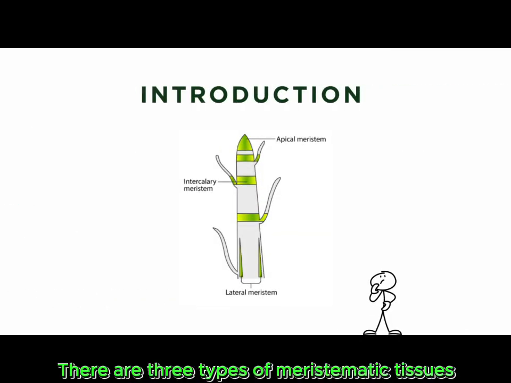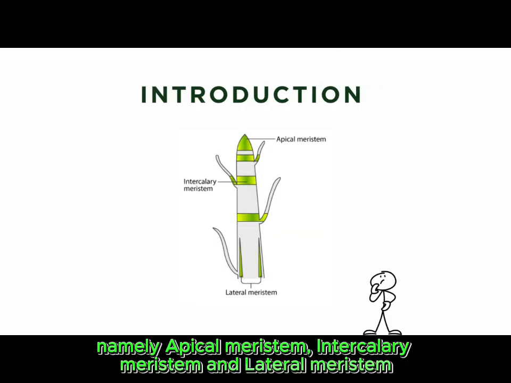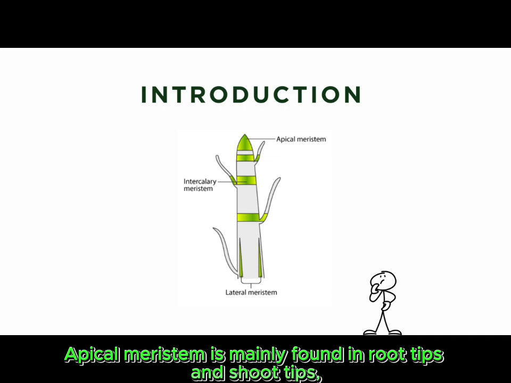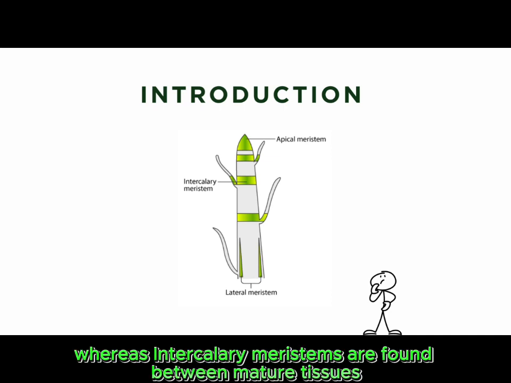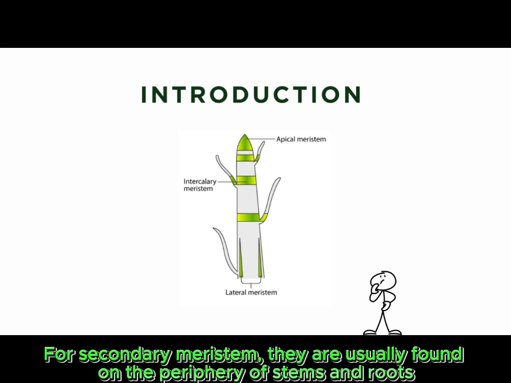There are three types of meristematic tissues, namely apical meristem, intercalary meristem and lateral meristem. Apical meristem is mainly found in root tips and shoot tips, whereas intercalary meristems are found between mature tissues. For secondary meristem, they are usually found on the periphery of stems and roots.